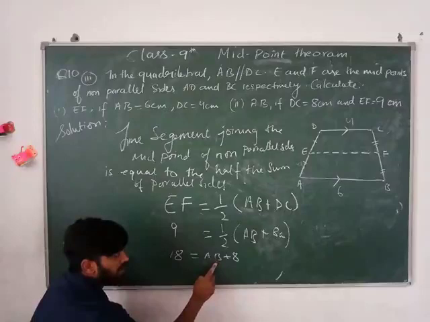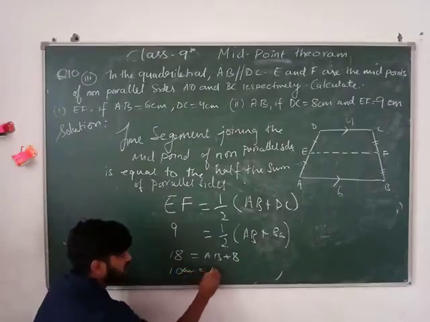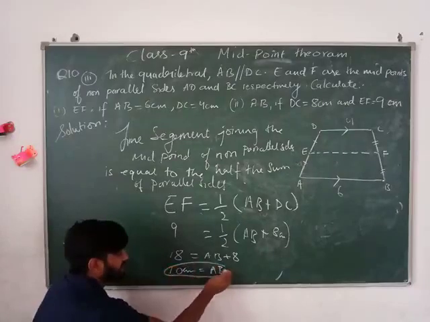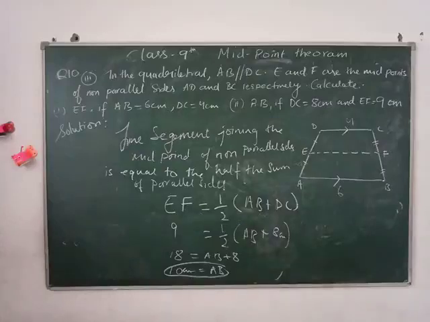So I have to find AB. So 8 is going to go to this side and become 10 centimeter. So what is AB? AB is 10 centimeter. So I got the value of AB as well. Okay, that's how you find the value of AB.